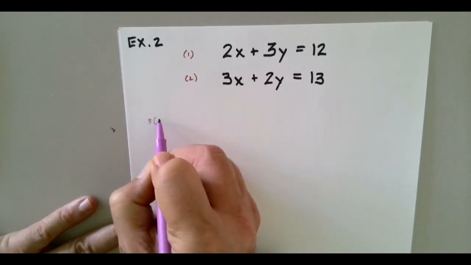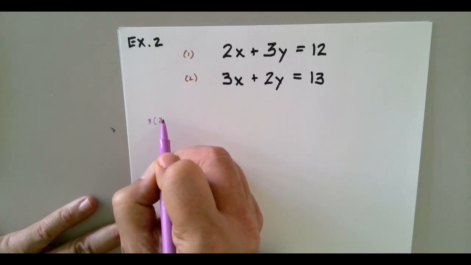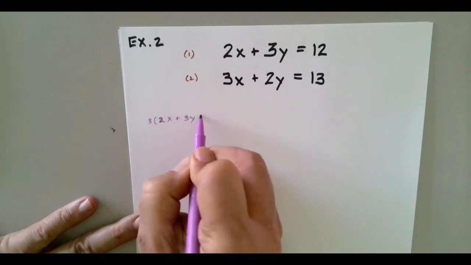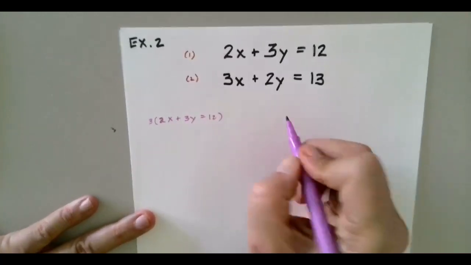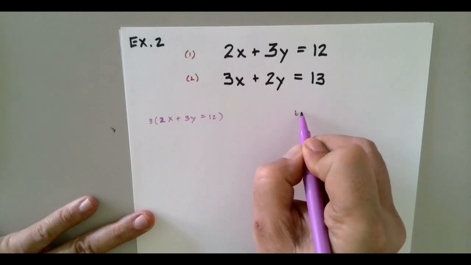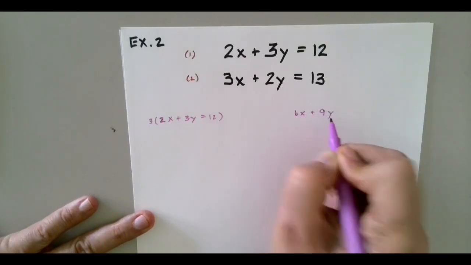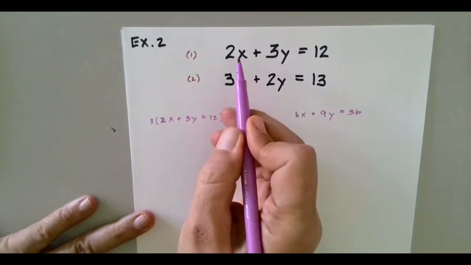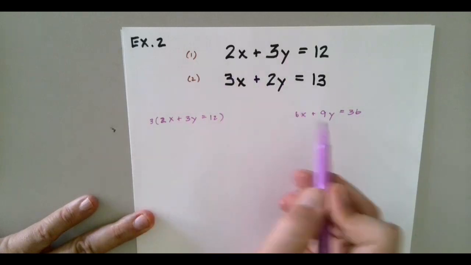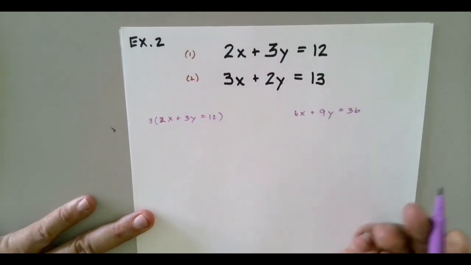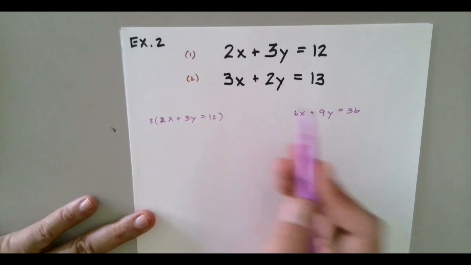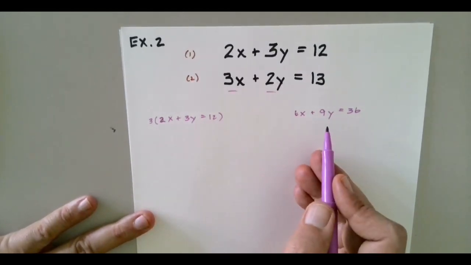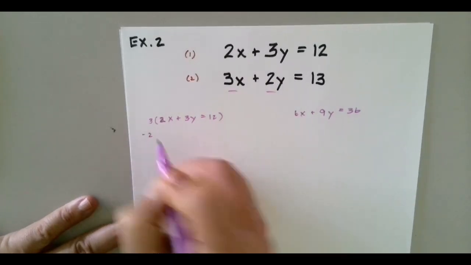So I have 3 times 2x plus 3y equals 12. And that's going to give me 6x plus 9y equals 36. Let me just double check that. 3 times 2 is 6. 3 times 3 is 9. 3 times 12 is 36. So now there is something I can multiply this by that's going to make these line up. And I'm going to multiply the bottom one by negative 2.